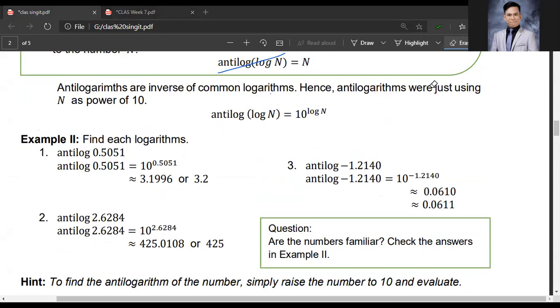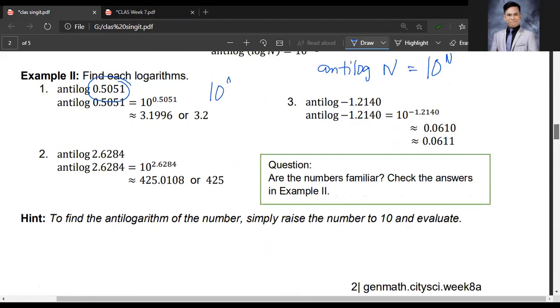Ayun, so yun siya. Madali lang, class, diba? I-erase lang natin itong number to 10. So 10 raised to kung ano man yung binigay ni antilog doon. Okay? So kung meron tayong antilog n, para mahanap yung value, that would be 10 raised to n. Okay? So yan lang siya.